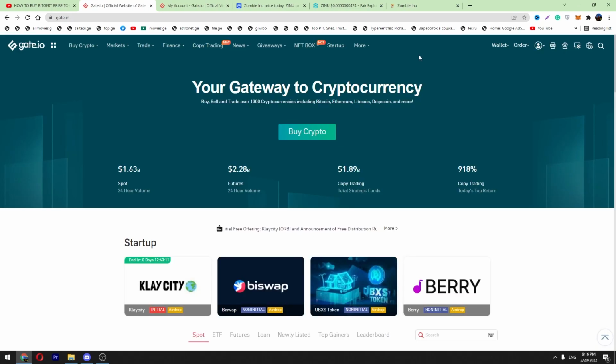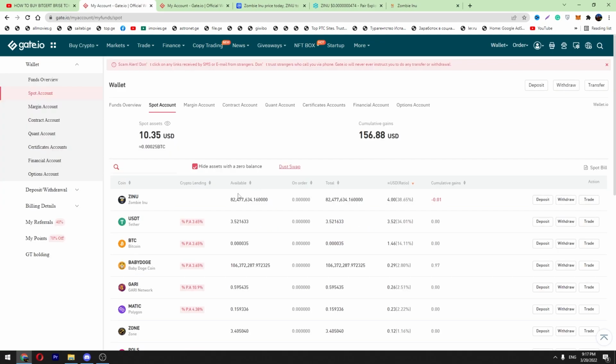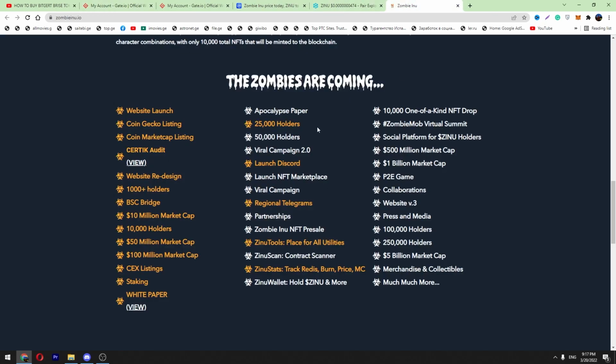After you buy the Zombie Inu token, to check your balance, go to Wallet, go to Spot Account, and here you'll find your Zombie Inu balance. So we bought Zombie Inu without gas fees, with very low fees. And now let's check their roadmap.